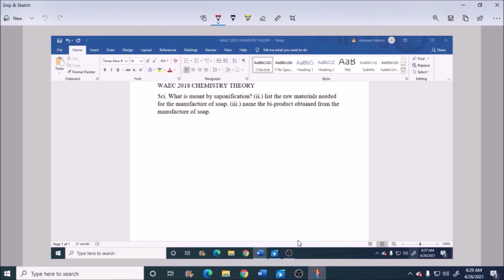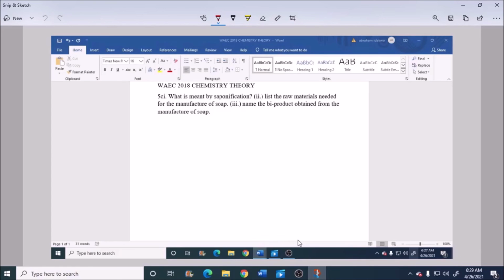Now the saponification. Saponification is the alkaline hydrolysis of fats and oil to produce soap and propane-1,2,3-triol and the corresponding sodium and potassium salt of the component fatty acid. Then we can add the equation backing this up as fat and oil plus caustic soda giving soaps and propane-1,2,3-triol.